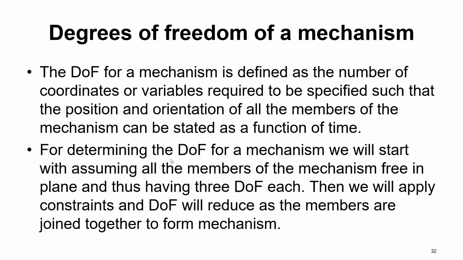So for determining the degrees of freedom of a mechanism, we will start by assuming all the members of the mechanism are free in the plane, and thus have 3 degrees of freedom each. Later on, we will apply constraints, and then the degrees of freedom will reduce as the members are joined together to form a mechanism. So let's first continue, then we shall talk about that.